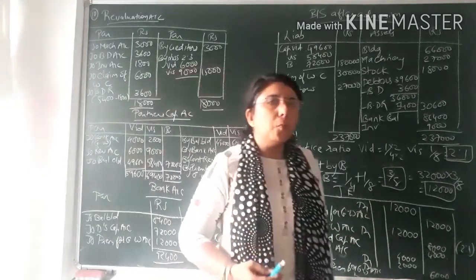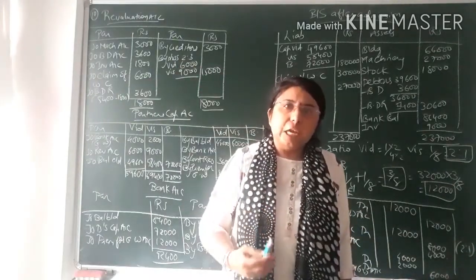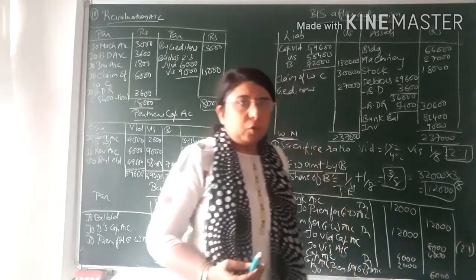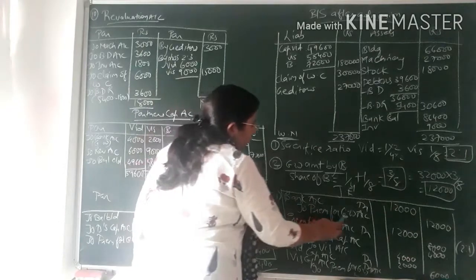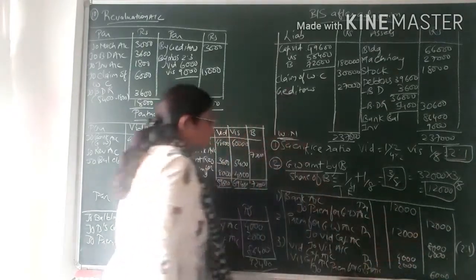It means when the new partner is bringing his share of goodwill in the firm, cash will come or a bank cheque will come into the firm. So bank account debit to premium for goodwill account credit, that is 12,000.